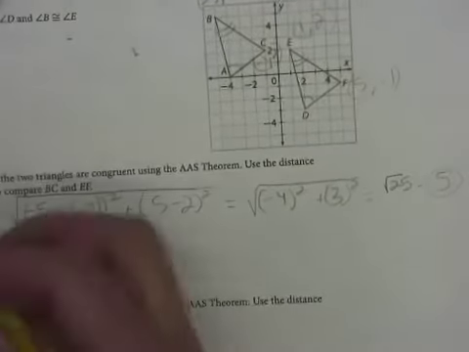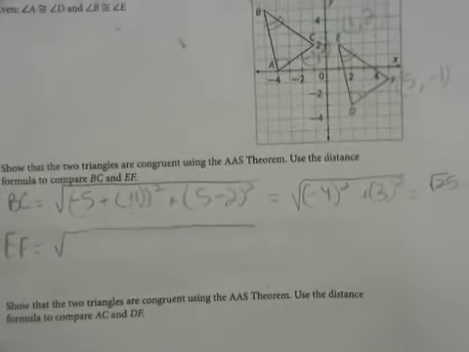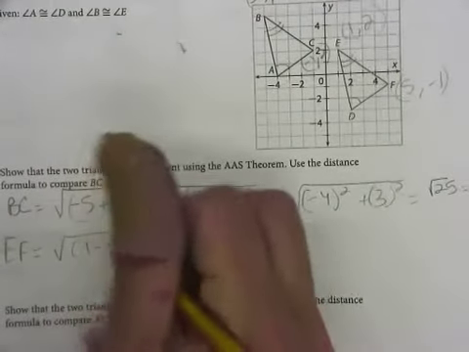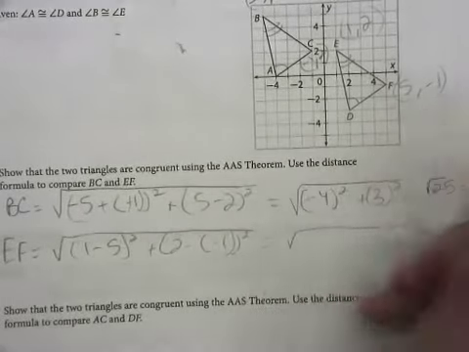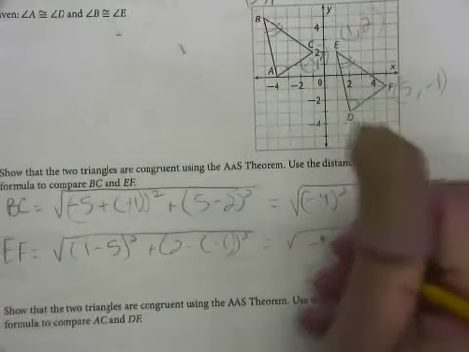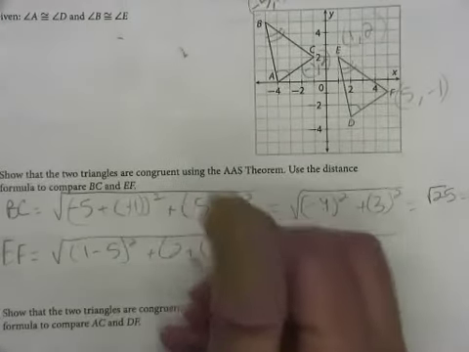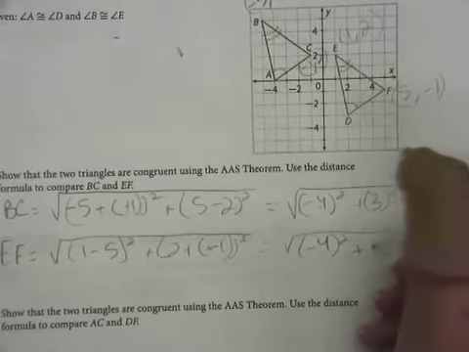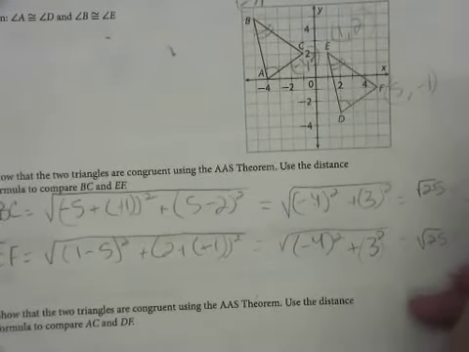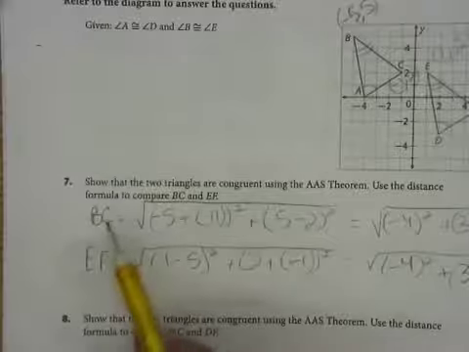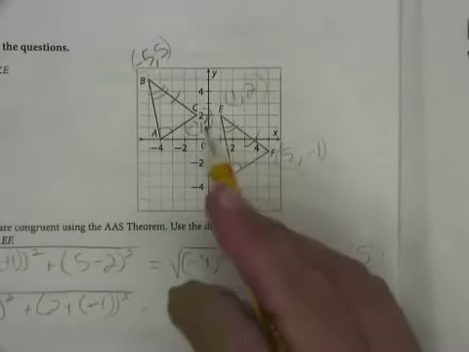That's convenient. Let's compare that to EF. The length of EF is the square root of 1 minus 5 squared plus 2 minus negative 1 squared. So 1 minus 5 is negative 4 squared. Oh, looking interesting. Plus 2 plus 1 squared, so that'll be 3 squared. Equals the square root of 25 equals 5. So since BC equals EF, these triangles are congruent by angle-angle-side.